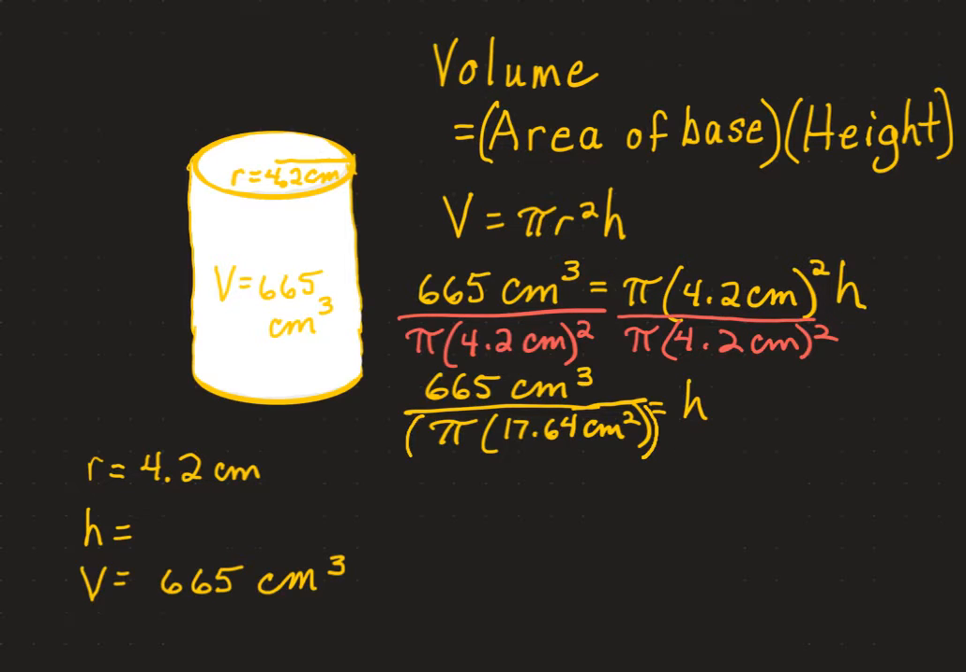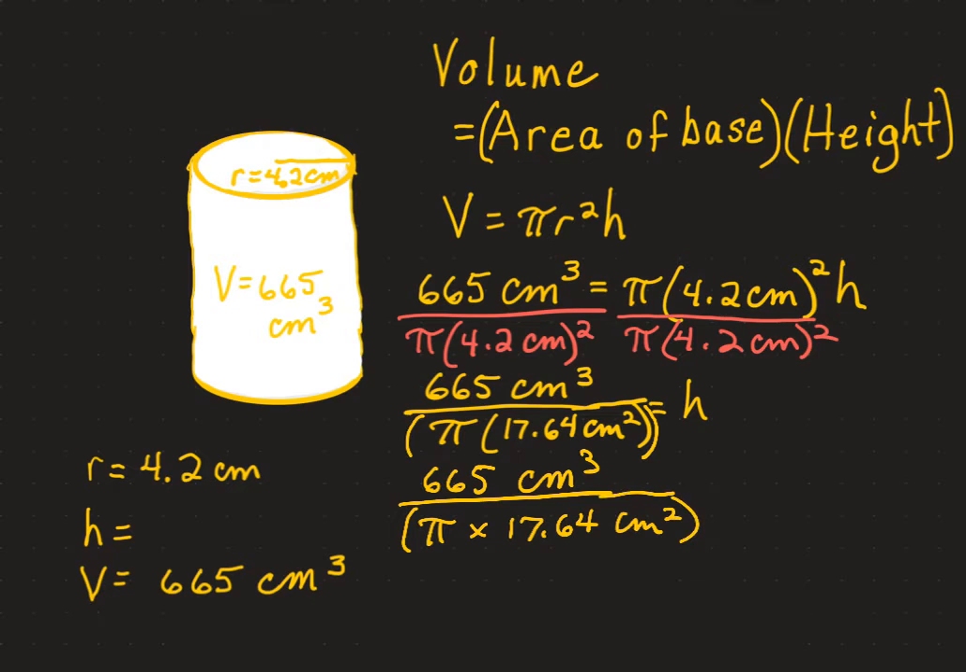Be careful with your calculator, because we want to make sure we're dividing by this entire denominator. It may help to put an extra set of parentheses there and put it into your calculator as 665. Okay, the centimeters cubed you won't be putting into your calculator, but put parentheses around the bottom and go ahead and do pi times 17.64. Once again, you won't put the centimeters squared into your calculator. But putting those parentheses in there, make sure you are dividing correctly. And this will give you 11.999, and so on. We're going to have to round that.